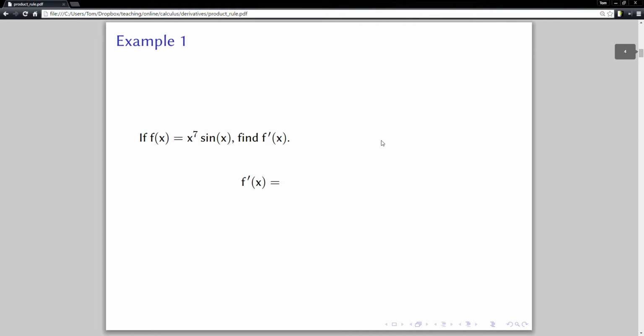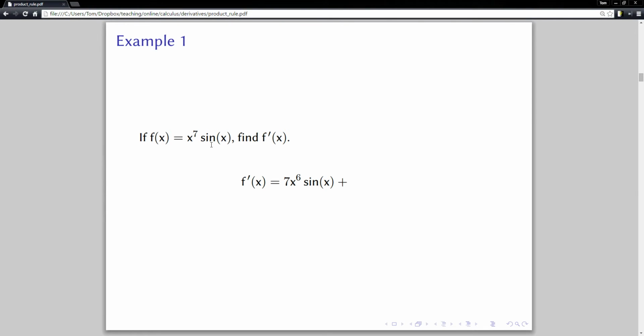To take the derivative, the first thing is we are going to take the derivative of x to the 7th power using the power rule. So that's going to be 7x to the 6th. Then the product rule says just rewrite sine x. So just write it down. Then put a plus.